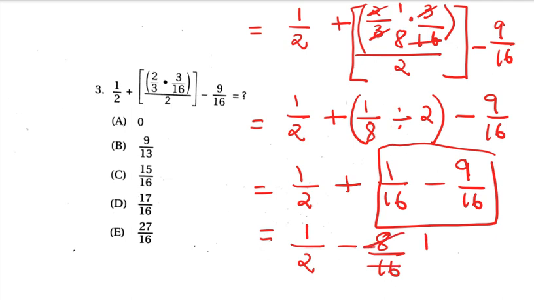So 8 ones are 8, 8 twos are 16. That is 1 by 2 minus 1 by 2. The answer is 0. So where is your answer? Your answer is in option number A. Now we move on to our next question.